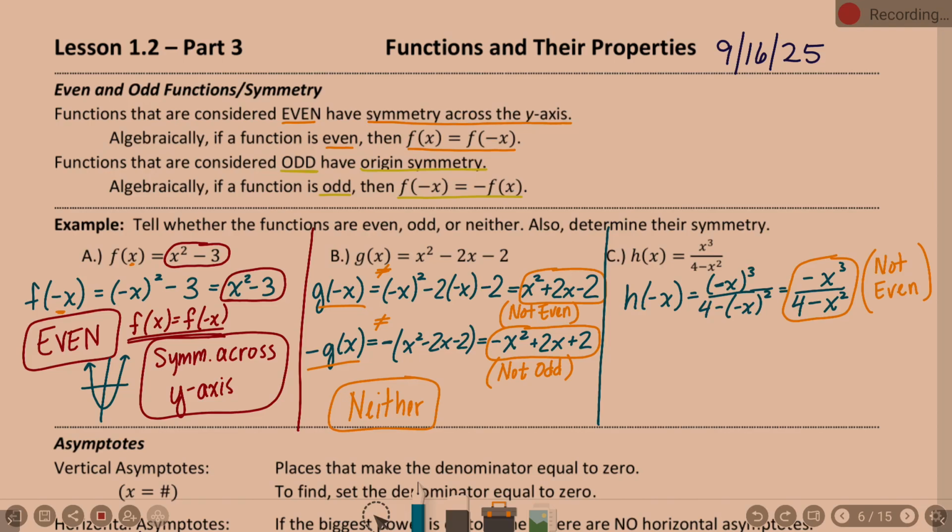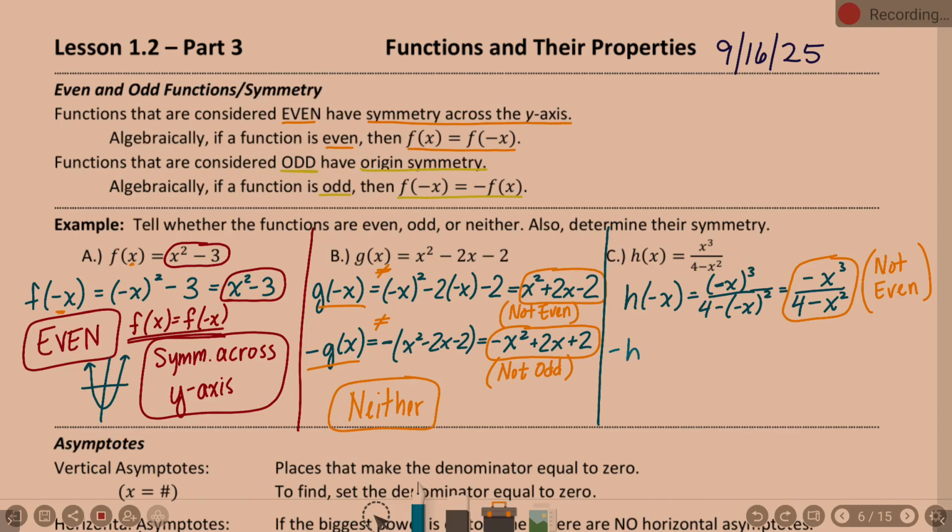Odd has origin symmetry. You haven't seen that yet, but you're getting ready to. And then f of negative x equals negative f of x. Now, in our awkward stopping point yesterday, we had found h of negative x, and we had an extra negative sign. So h of x did not equal h of negative x, and so at this point, all we know officially is it is not even, right?